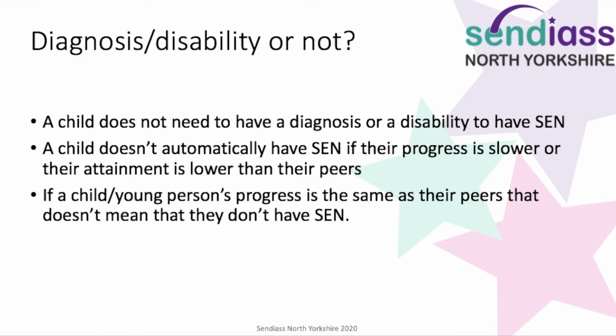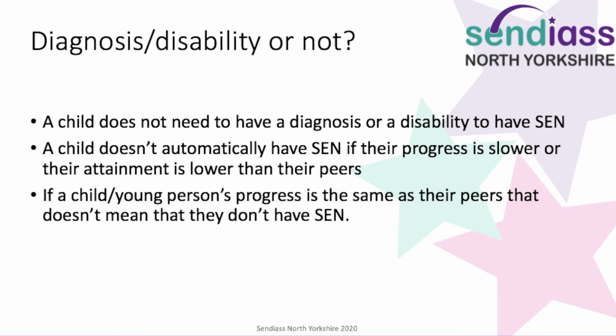Diagnosis, disability or not. A child does not need to have a diagnosis or a disability to have SEN. This means that special educational provision is based on needs and not on a diagnosis or disability. Special educational provision should be in place if the child or young person has needs that are additional to or different from their typically developing peers.